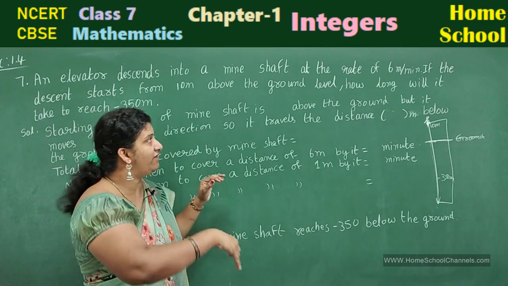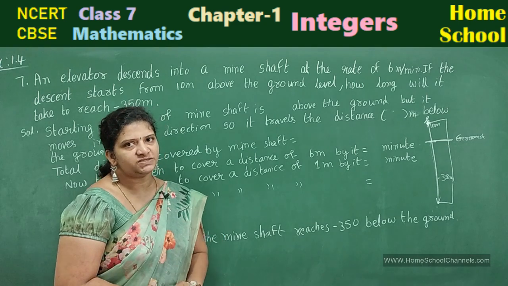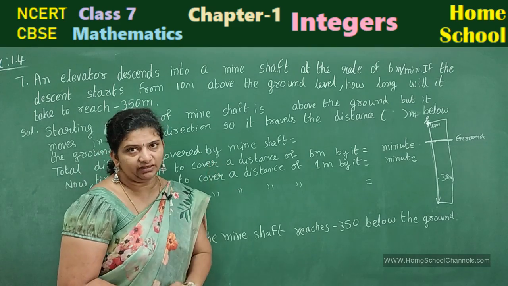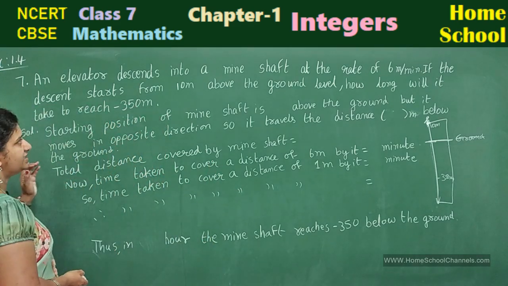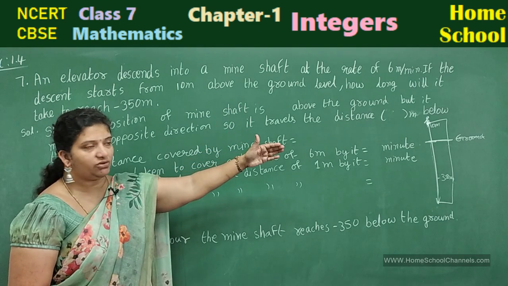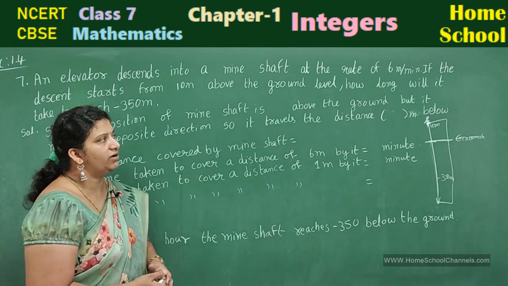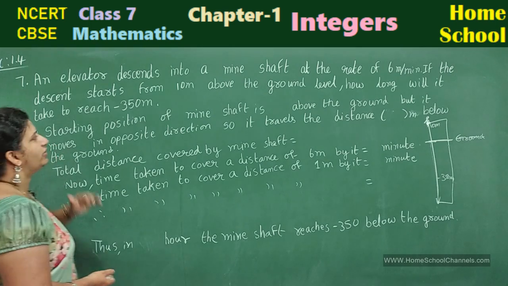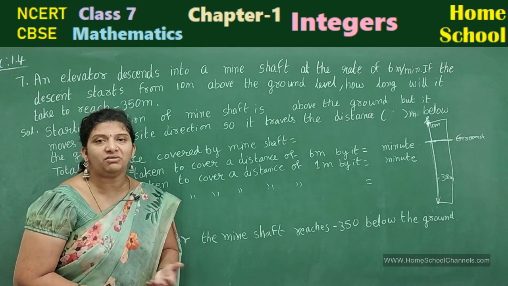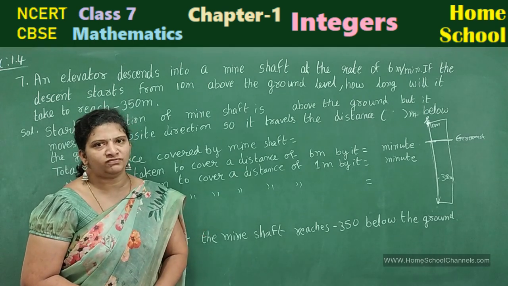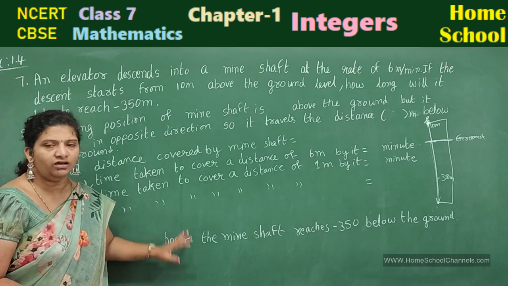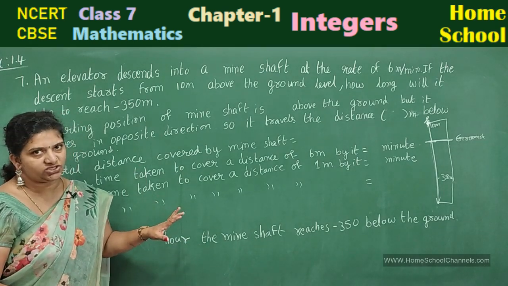In your problem they have given: an elevator descends into a mine shaft at the rate of 6 meters per minute. So in 1 minute, it moves 6 meters. If the descent starts from 10 meters above the ground level, how long will it take to reach minus 350 meters? How much time does it take to reach minus 350 meters? So let us start the solution, and some verbal statements I have written here. Accordingly, you need to complete them in your notes.